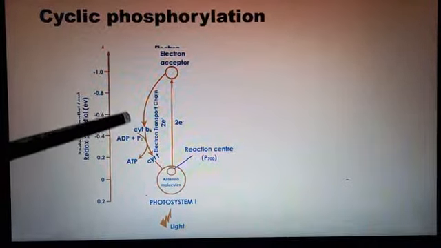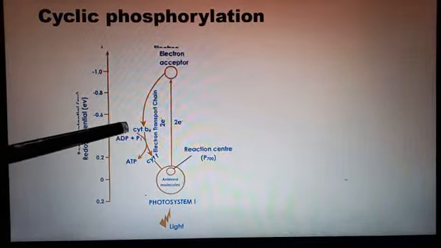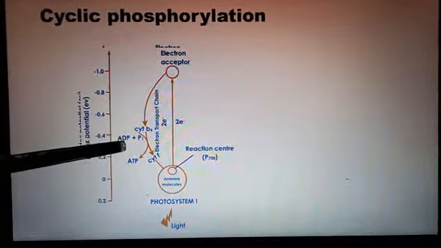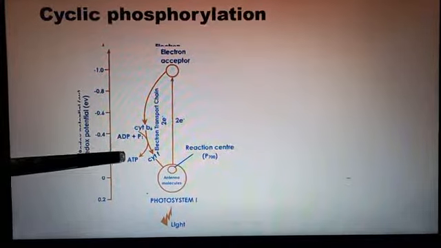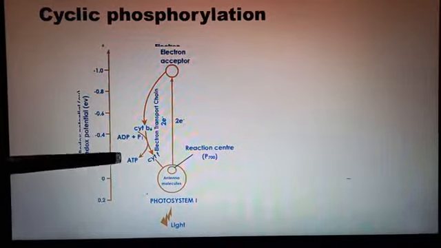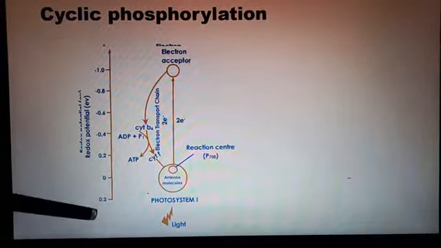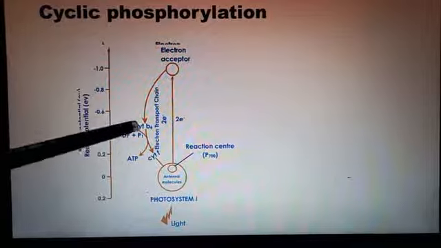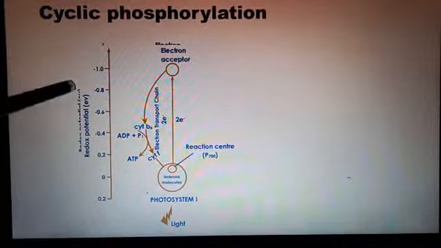When the electron passes from cytochrome B6 to cytochrome F, it releases some of its energy, which is utilized by ADP and inorganic phosphate for the formation of ATP. This type of ATP formation is known as cyclic phosphorylation, and this scale is the redox potential of the different electron transport carriers, which are present in the electron hole form.